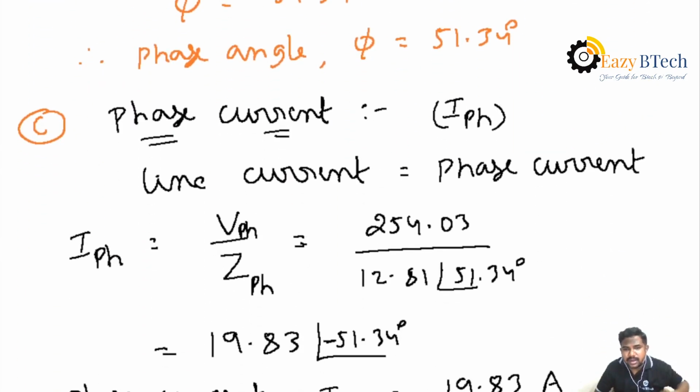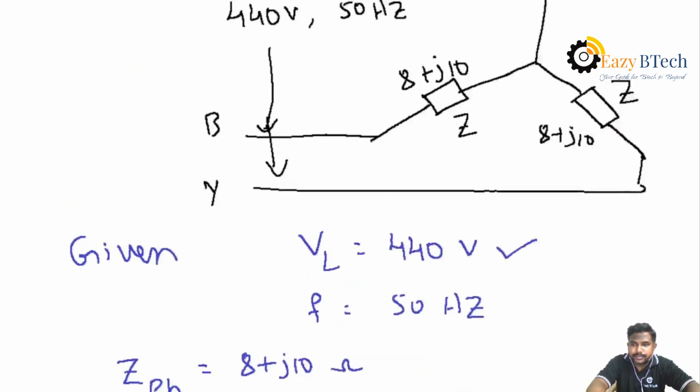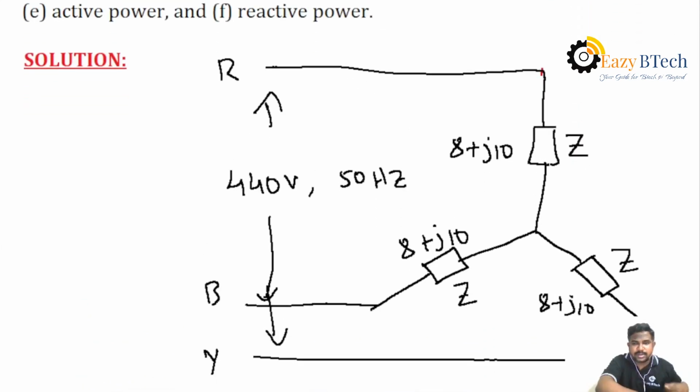After finding the phase angle, then you have to find out the phase current. We know in star connected, phase current equal to the line current, IL equal to IPH. Then we know Ohm's law in the form of impedance. What is Ohm's law? V equal to I into Z. That is in star connected system.